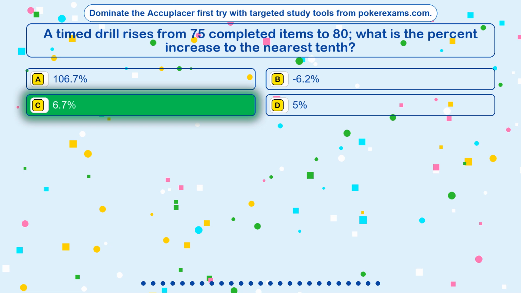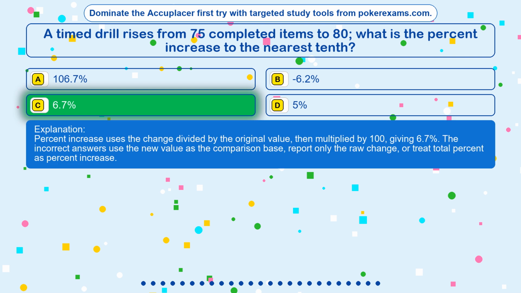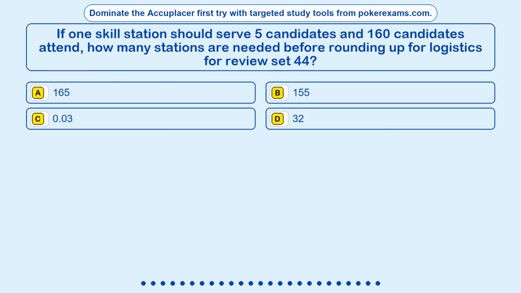The correct answer is option C, 6.7%. Percent increase uses the change divided by the original value, then multiplied by 100, giving 6.7%. The incorrect answers use the new value as the comparison base, report only the raw change, or treat total percent as percent increase.